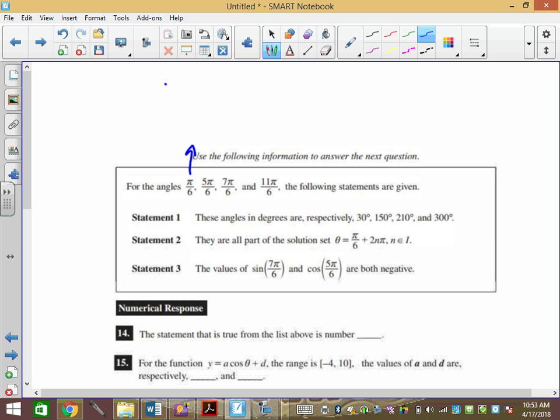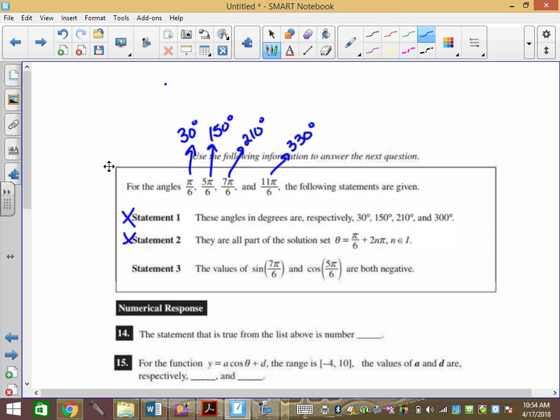Yep. Pi over 6 is 30. 5 pi over 6, 7 pi over 6, and 11 pi over 6. These angles in degrees respectively are 30, 150, 210, and 330. Are they all part of the solution pi over 6 plus 2 pi n? No, if I do pi over 6 plus 2 pi, that's 30 plus 360, which is 390. It's not even on there. So no, that's not good.